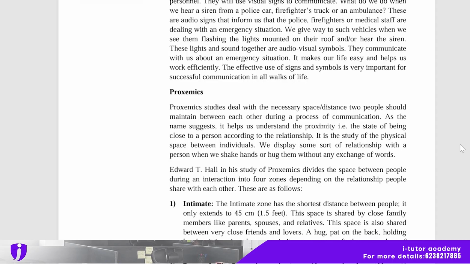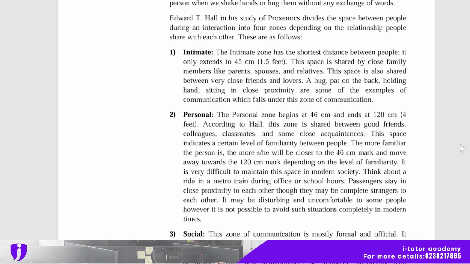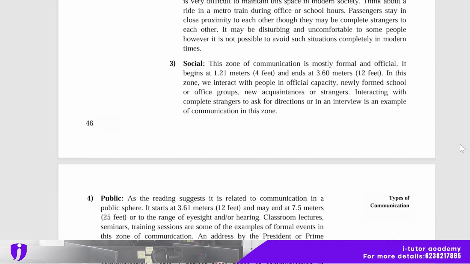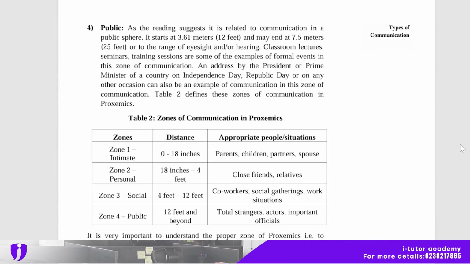Edward T. Hall, in his study of proxemics, divided the space between people during interaction into four zones depending on the relationship people share with each other. These are as follows: intimate, personal, social, and public. The zones of communication in proxemics.